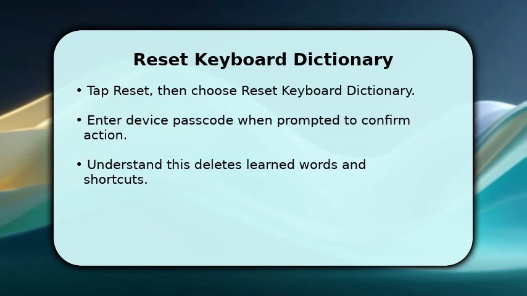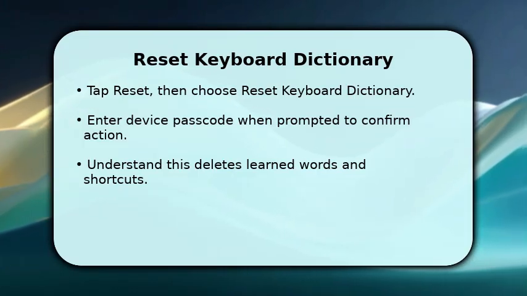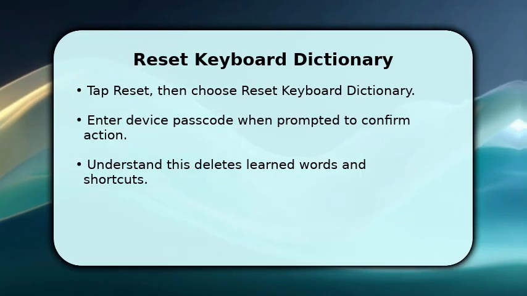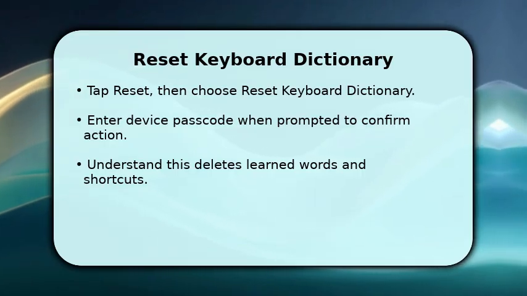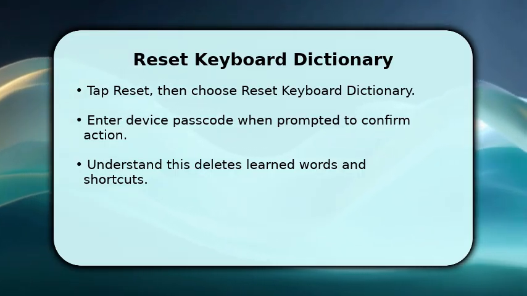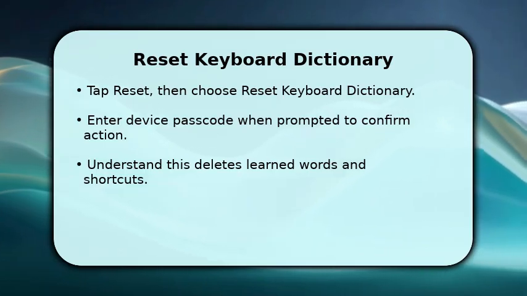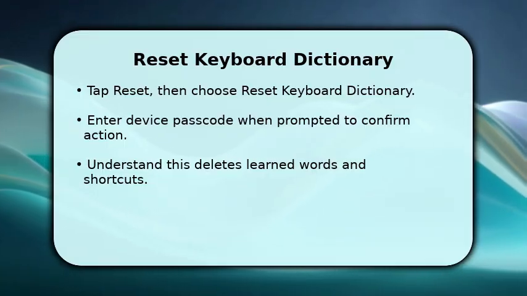Now tap Reset and select Reset Keyboard Dictionary to remove learned words and autocorrect entries. You'll be prompted for your device passcode. Enter it to confirm the change. This step clears the keyboard's learned vocabulary and custom autocorrect corrections, which fixes persistent mistypes or wrong suggestions.